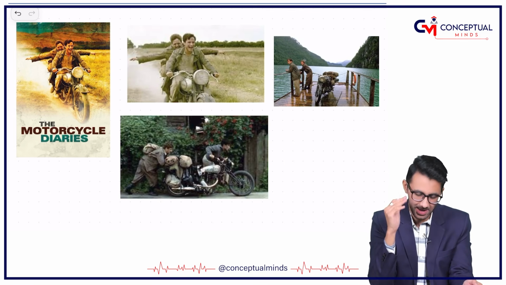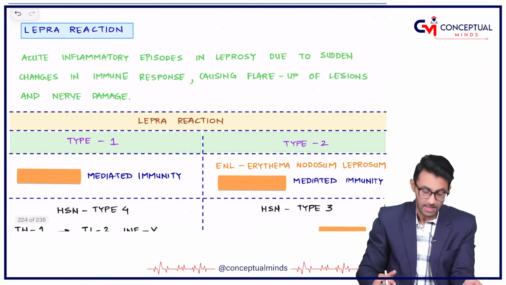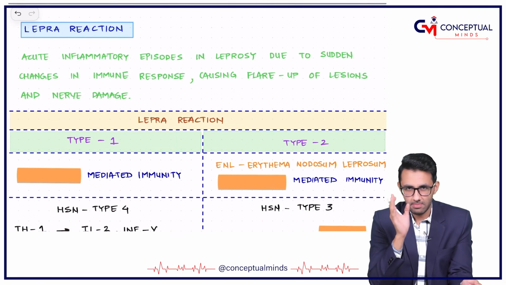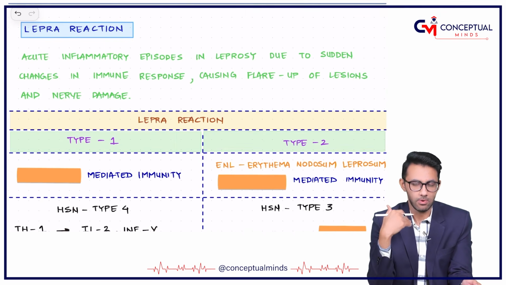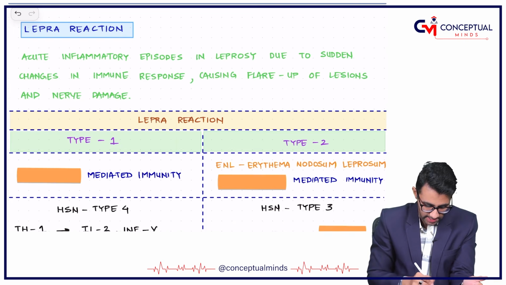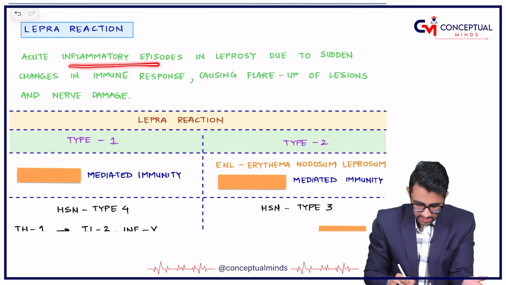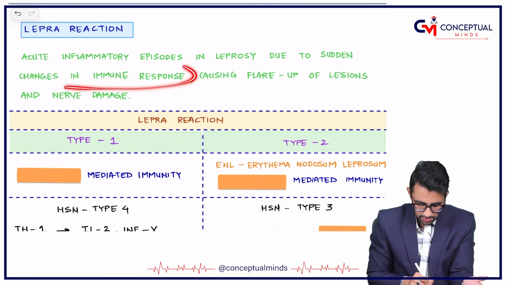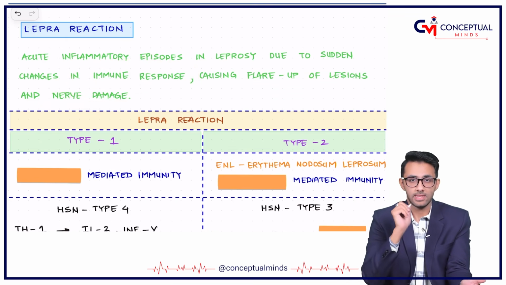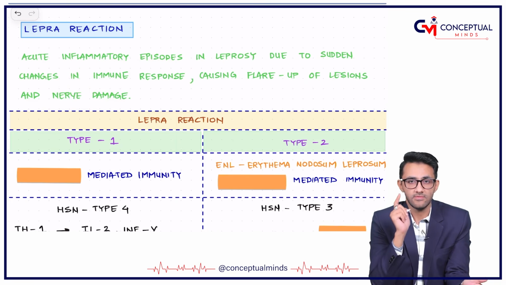Alright, getting back to our topic, that is the Leprae reaction. If you guys remember, what was this? First of all, this is the reaction the body is producing. The body's immunity is acting against the offending agent. So that is what it says over here: an acute inflammatory response in leprosy due to sudden changes in immune response, causing flare-up of the lesions and inflammation with nerve damage.